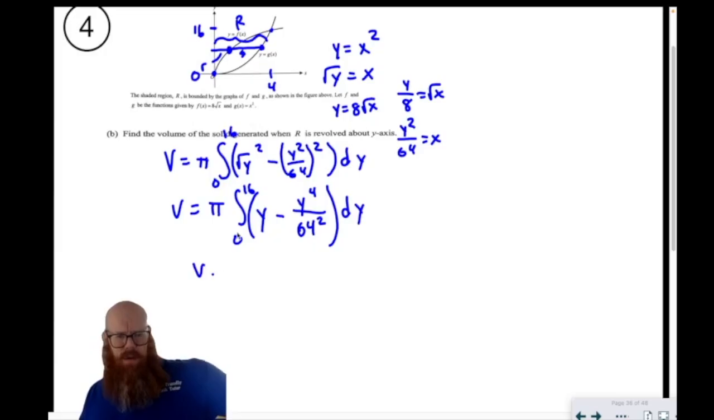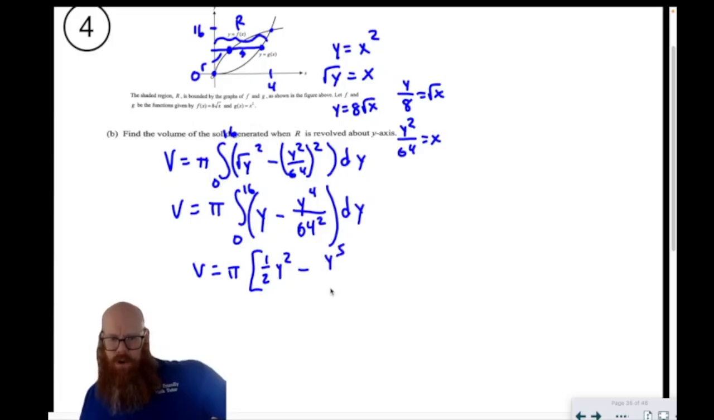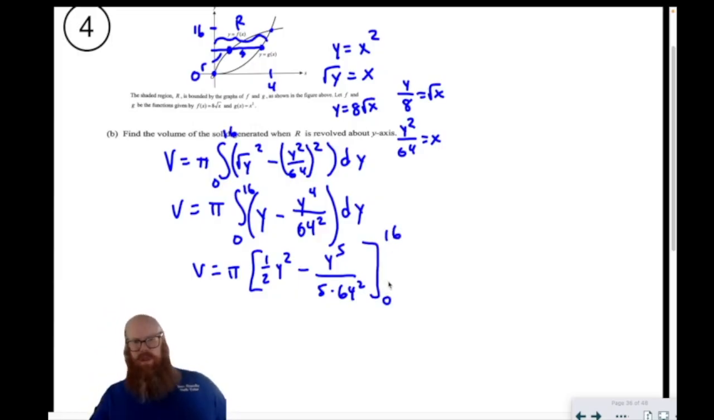And then we keep going, and we've got pi times the antiderivative of y, which is 1/2 y squared. And then this is going to be y to the 5th over 5. So I'm going to get y to the 5th over whatever 5 times 64 squared is, which again, I am not going to do since it's non-calculator. And I'm evaluating from 0 to 16.